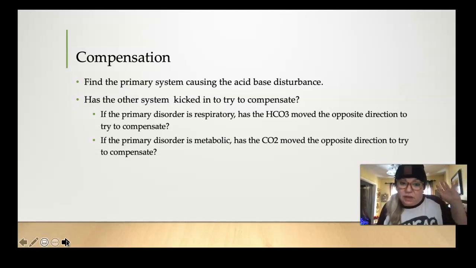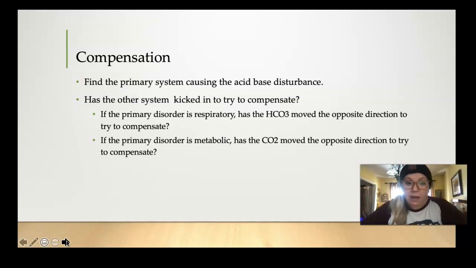For instance, if the respiratory system is making it too acidotic, the kidneys are going to try to kick in and make it more alkalotic to give it balance, to get that pH back between 7.35 and 7.45. And vice versa. If the kidneys are for some reason making it too acidotic, the lungs will kick in and try to make it more alkalotic by breathing off all that carbon dioxide. So again, trying to bring the pH back into normal. They're going to try to balance each other out.